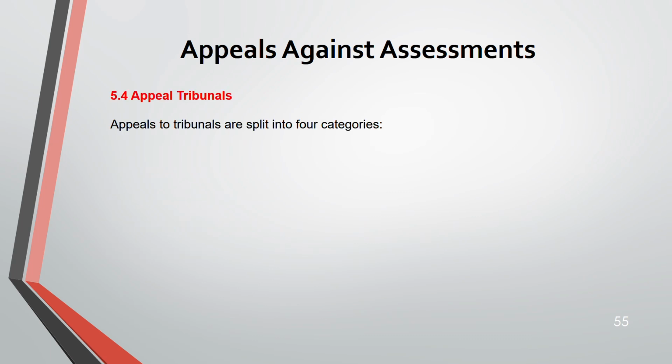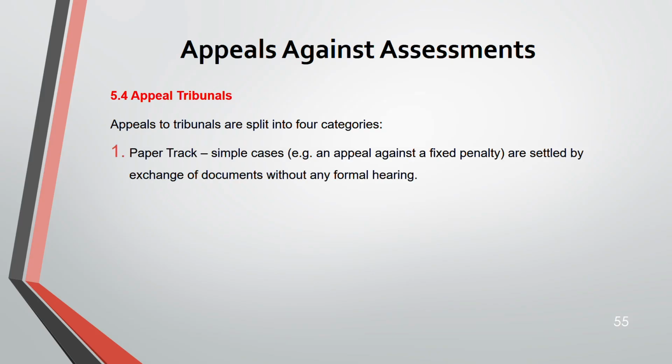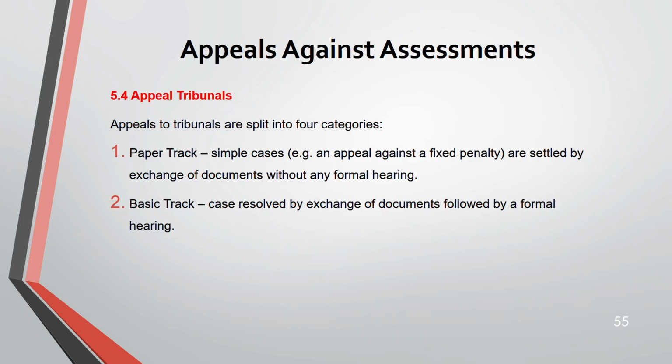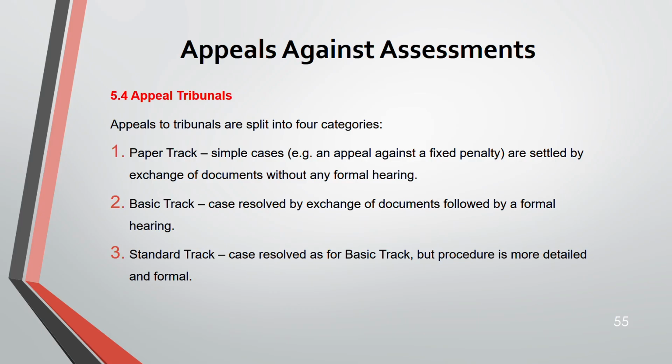So appeals to the tribunal are split into 4 categories. First, paper track. Paper track are your simple cases. Let's say you are appealing against a fixed penalty. Normally they are settled by exchanging documents. No formal hearing is required for such cases. Second, basic track. Here also the case might be resolved by just exchanging documents, but a formal hearing is done. Third, standard track. This case is resolved like a basic track, but the procedure is more detailed and formal.